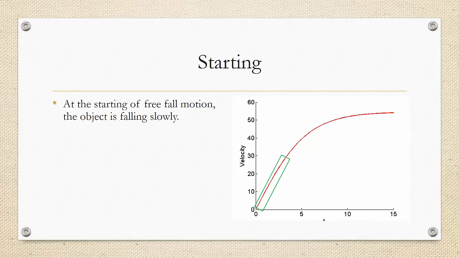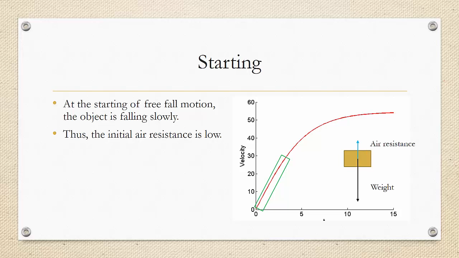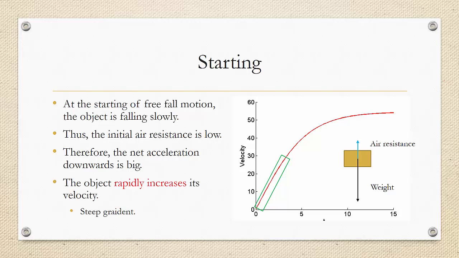So let's look at the first part. At the start of free fall motion, the object is falling slowly at first. So the initial air resistance experienced by the object is low. Okay, so this is the diagram. You find that the weight is larger than air resistance. So the net acceleration downward is big, which means that the object rapidly increases its velocity as it falls, and this is evident by the steep green box gradient.